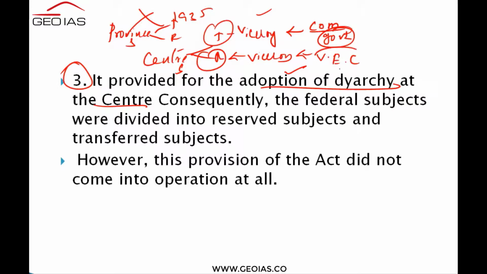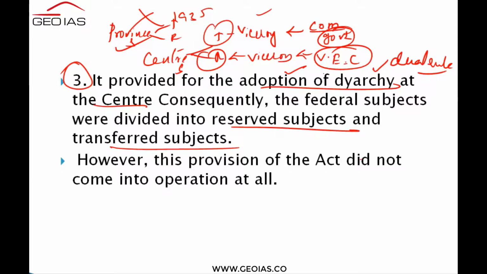So this sort of diarchy, meaning dual rule, was started at the central level, and the federal subjects were divided into reserve subjects and transfer subjects. Federal means union subjects, central subjects, divided into reserved and transfer subjects. However, this provision of the act did not come into operation at all. So never did dual rule or diarchy get established at the center.